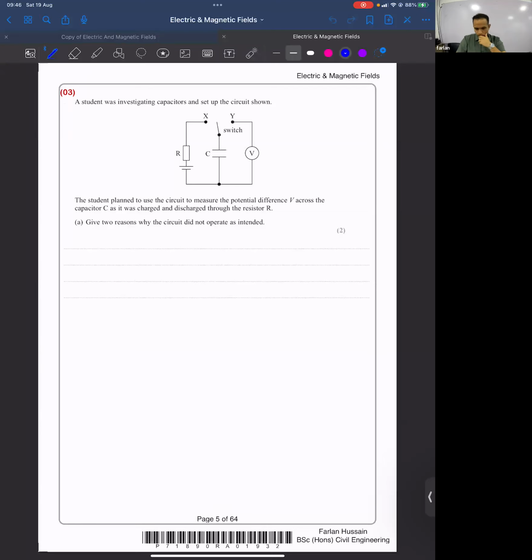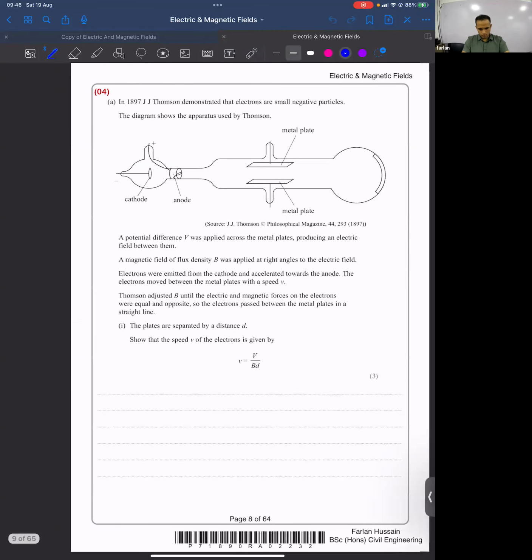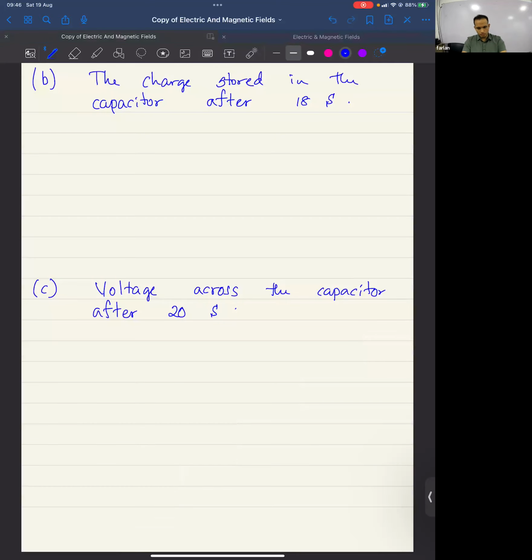Sir, so whenever we want, we can use log or we can use the normal formula, right? Correct. There's no difference. Yeah, you can use both.